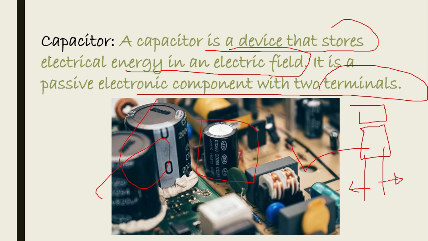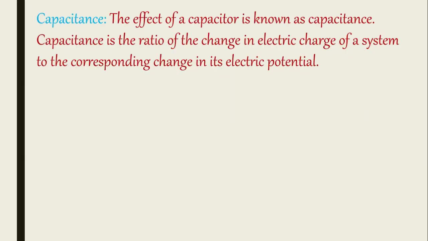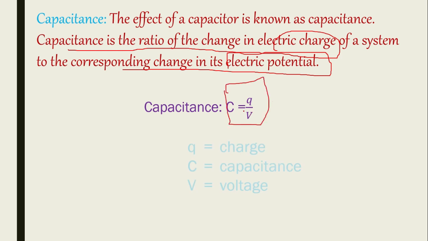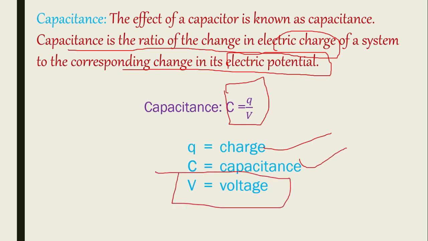The effect of a capacitor is known as capacitance. Capacitance is the ratio of change in electric charge of the system upon corresponding change in the electric potential. That is, capacitance C is given by Q upon V, where Q is charge, C is the capacitance, and V is voltage, that is the potential difference. We will be solving some basic problems on all these topics further. Before going into the problems, we should know some different types of capacitors.